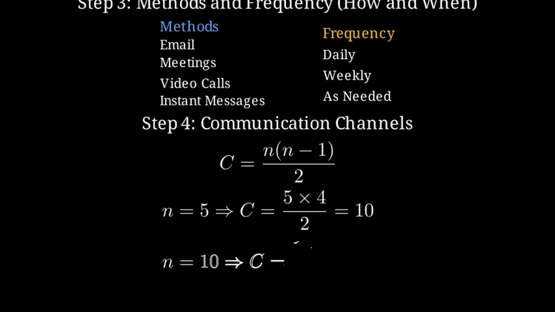For example, with 5 people, we have 5 × 4 / 2, which is 10 channels. If we increase to 10 people, it becomes 10 × 9 / 2, which is 45 channels.